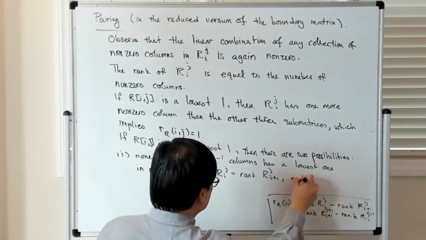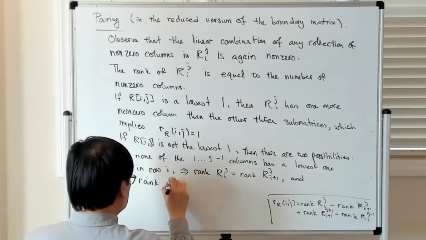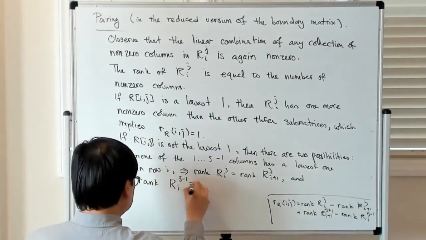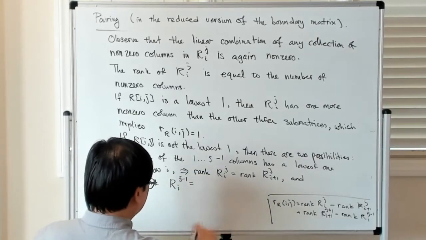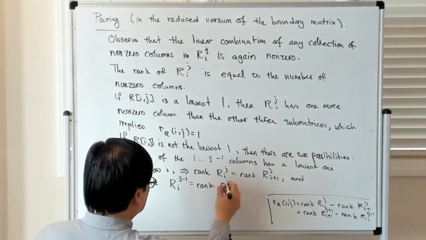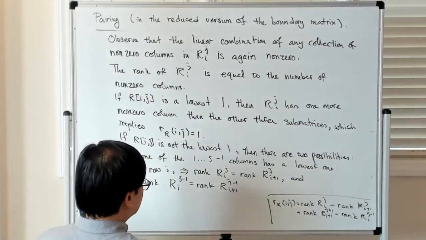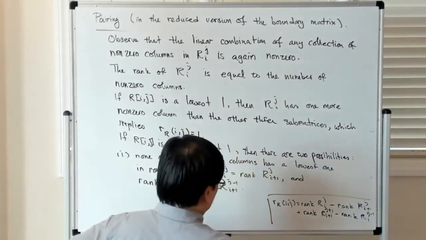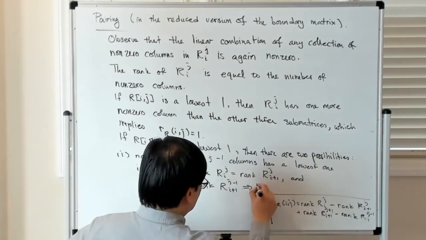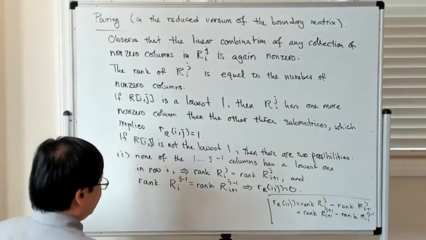And similarly, the rank of Rij minus 1 is equal to the rank of Ri plus 1 j minus 1. Okay, so if those two sets of things are equal to each other, then you can check that Rij is equal to 0. Okay, so that's one case.